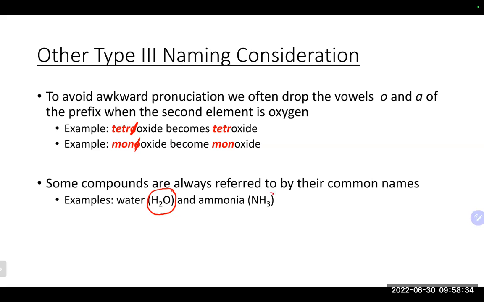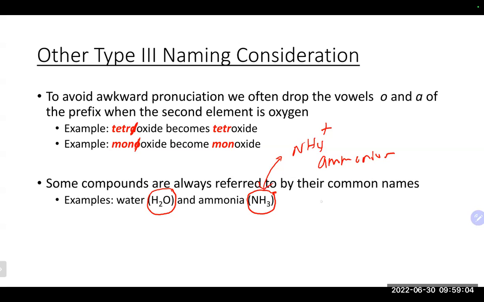NH3 is ammonia, so that also is a common name. That guy should not be confused with the guy we just saw a second ago, which is NH4 plus, which is a polyatomic ion, the ammonium ion. So those two guys get confused a lot. So ammonia, A at the end, no charge, NH3, it's actually a weak base. NH4 plus is the ammonium ion, and that is a polyatomic ion. So don't get those two confused.